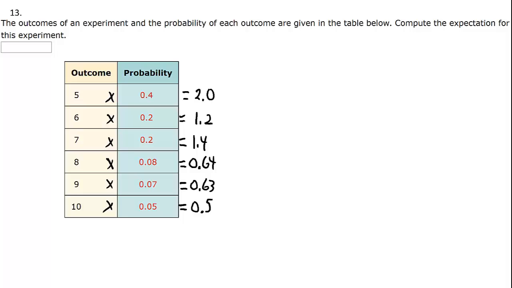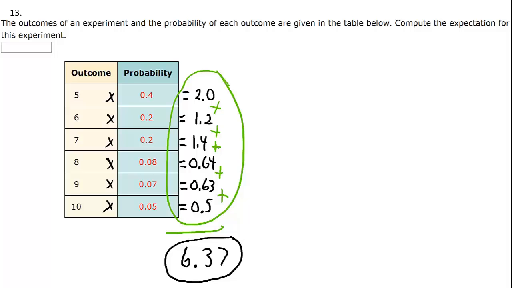You get 0.07 times 9, which is 0.63. And you get 0.05 times 10, which is 0.5. And if you add them all up, you get 6.37, and that is the expectation for this experiment. If you're given the outcomes and their probabilities, that's the simplest case for calculating expected value or expectation.